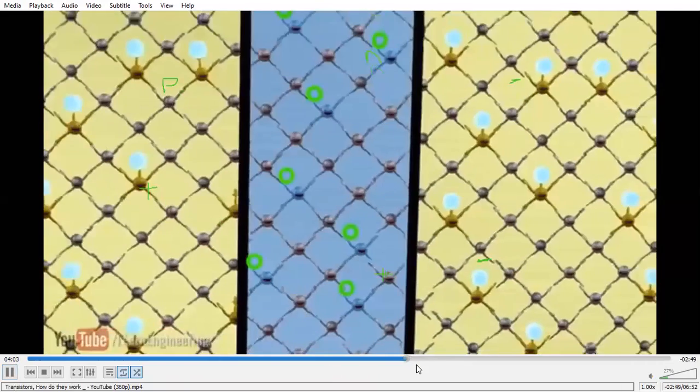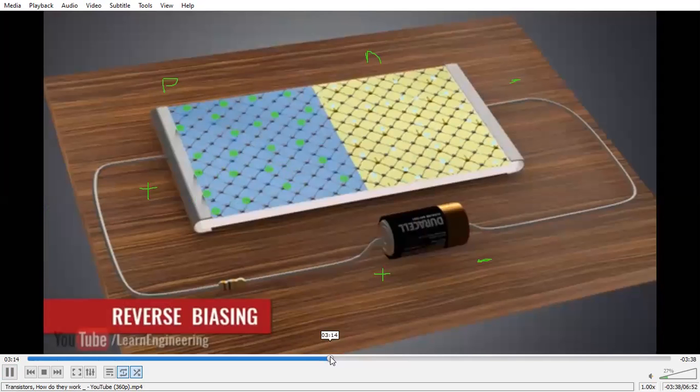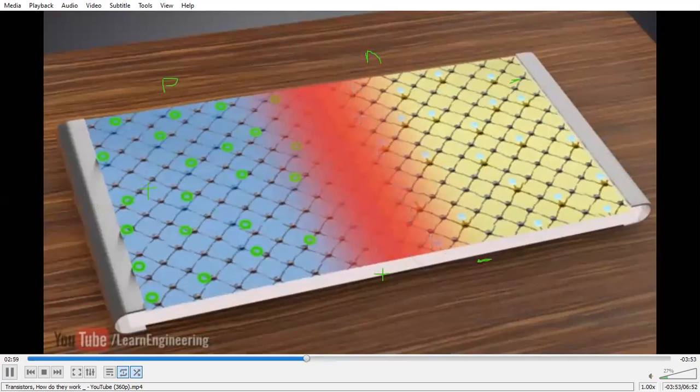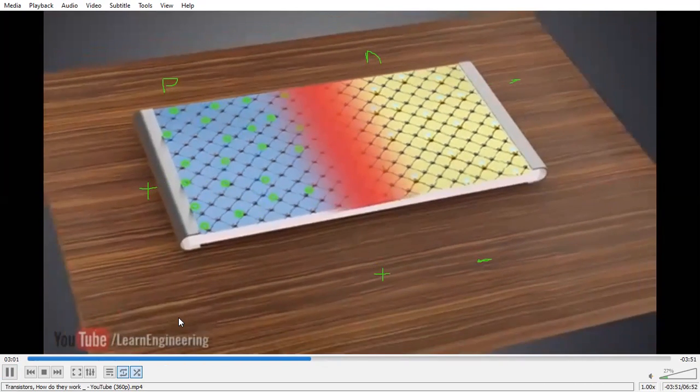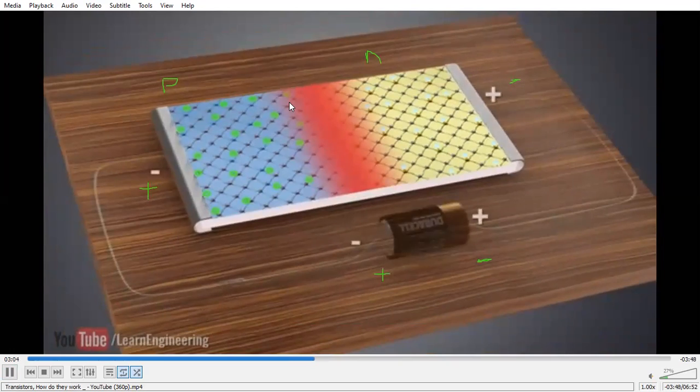That means the electron can flow through the diode, can pass through the diode. Now, the opposite of forward bias is reverse bias. Now, for reverse bias.